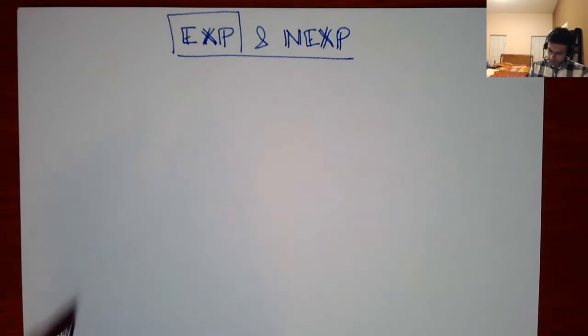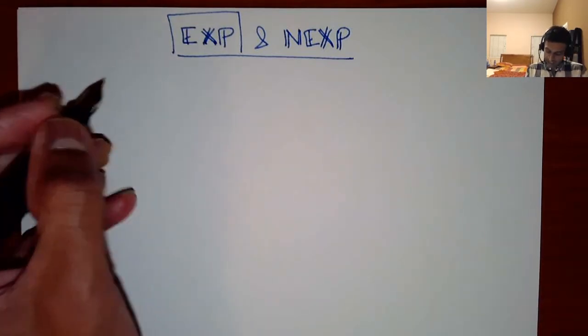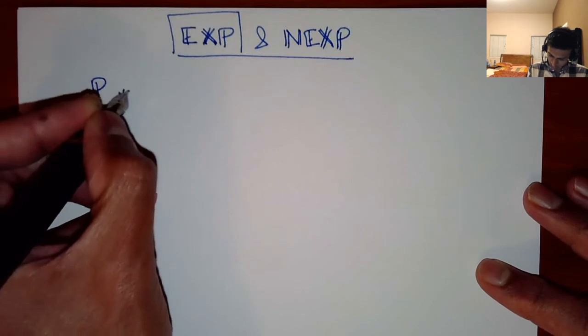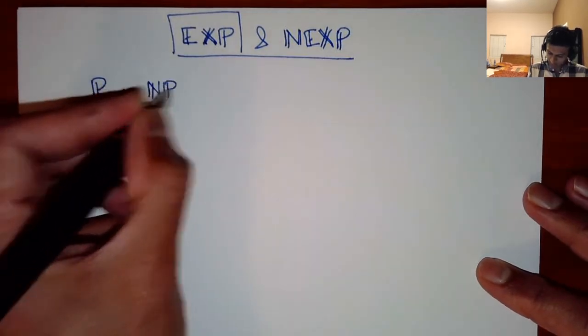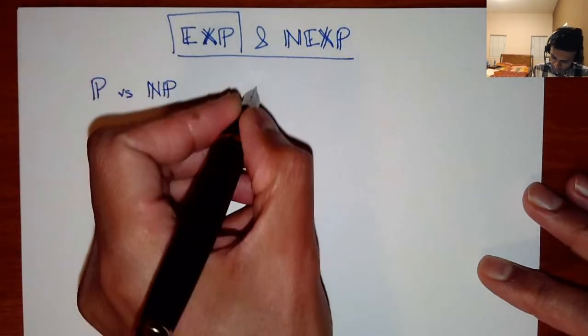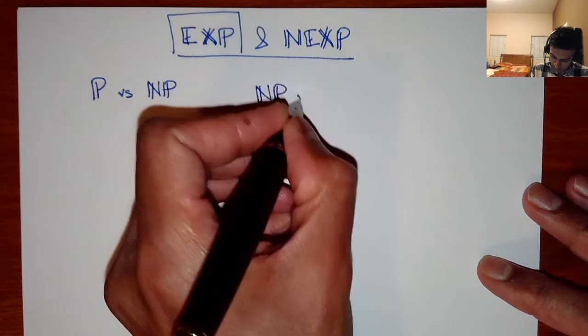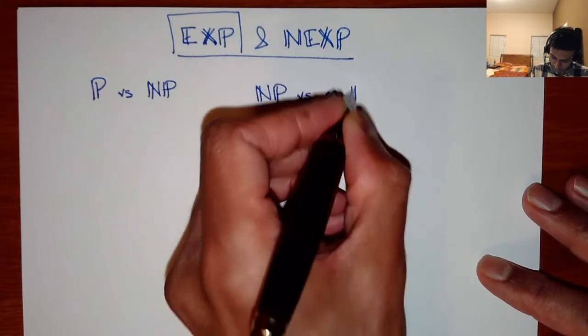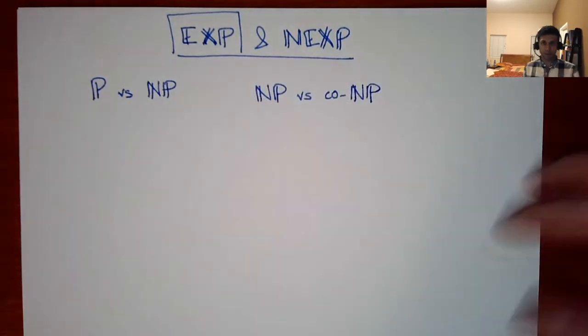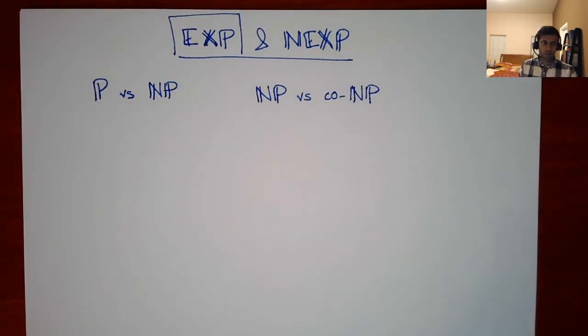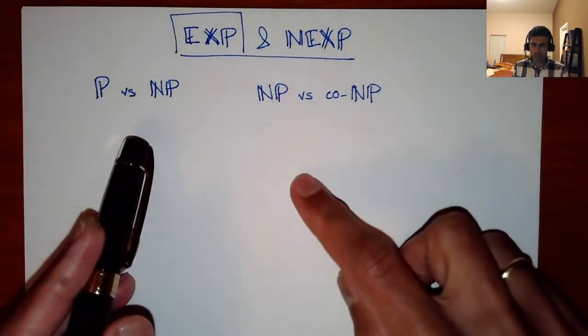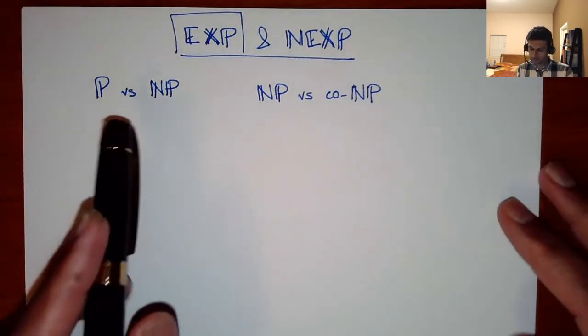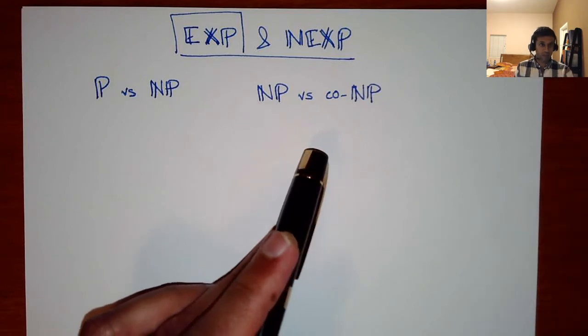So note that right now the leading questions are P versus NP and NP versus co-NP. We will come up with more such complexity questions along the way, and some part of it is really inspired by trying to figure out whether there are other methods of approaching or attacking this problem.